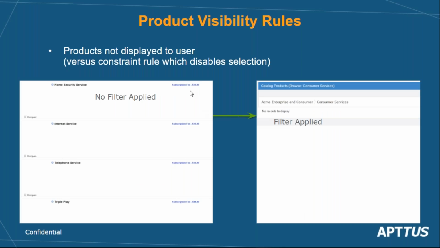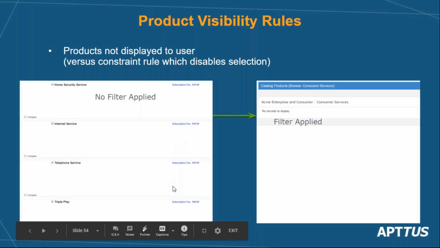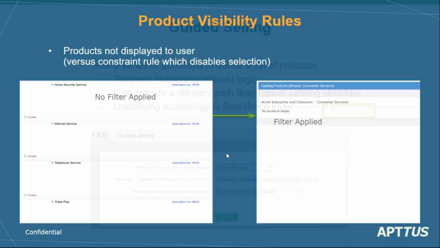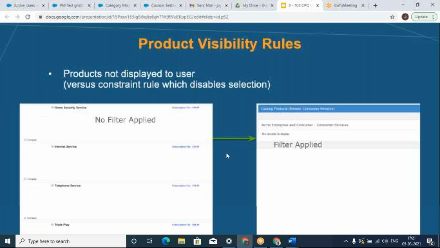This is a screenshot of how it looks in an exclusion constraint rule, and how it looks in a search filter CPQ. The difference is that the products will not be visible to us.